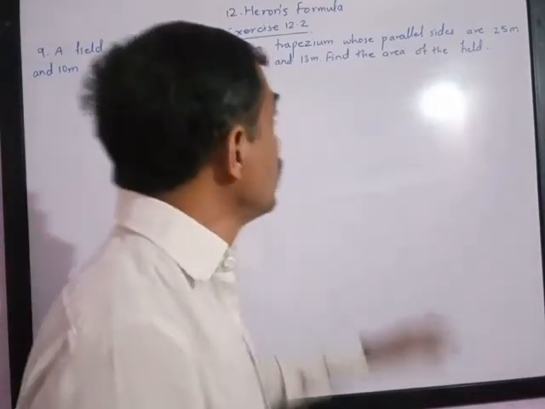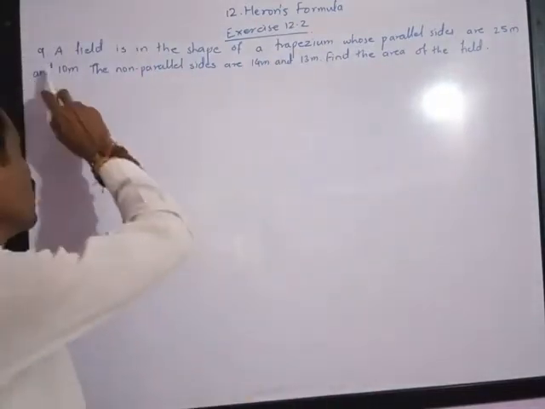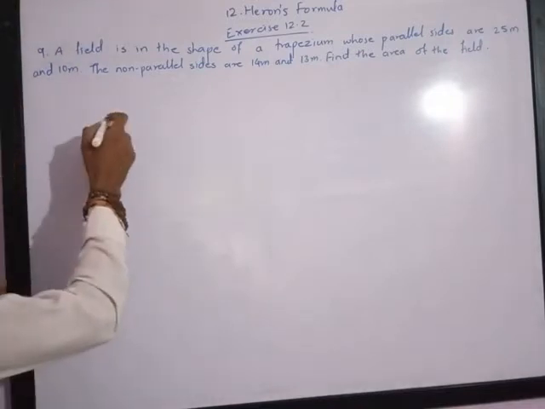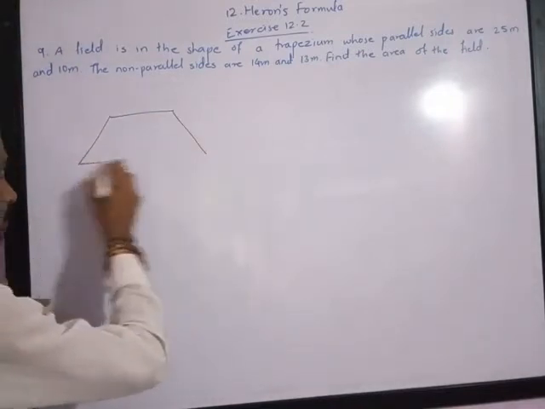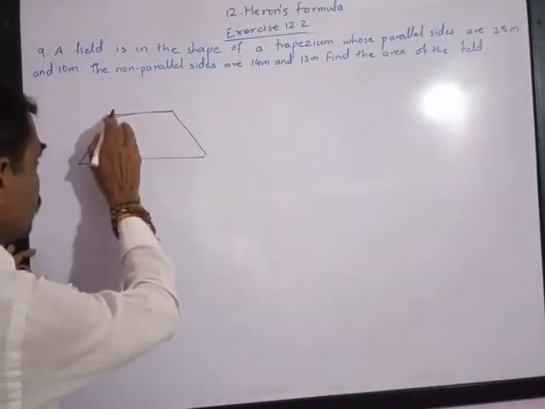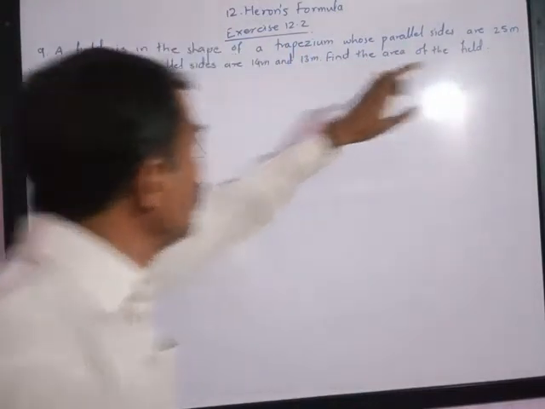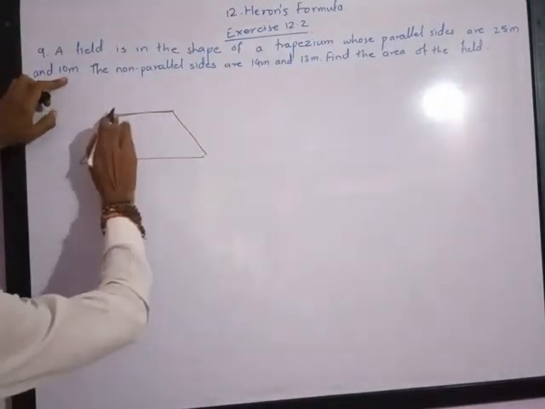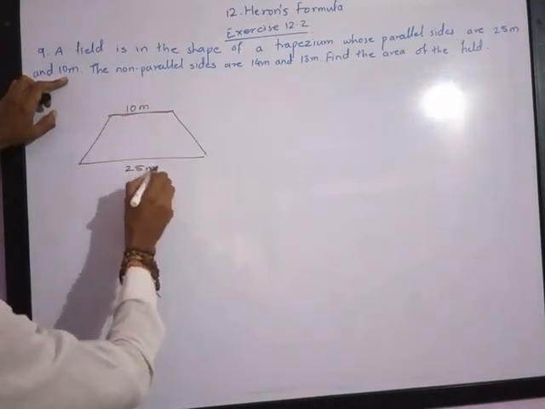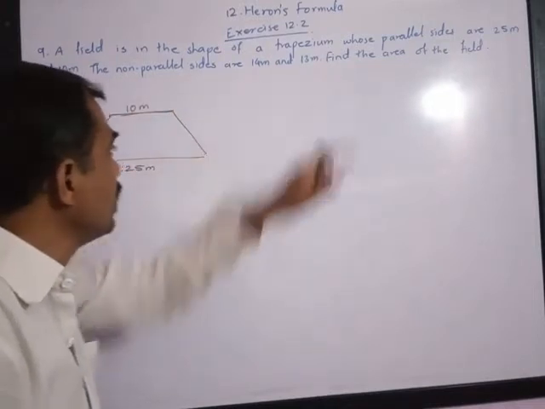Dear students, in 12th chapter Heron's formula, exercise 12.2, question 9 is: a field is in the shape of a trapezium. So there exists a field which is in the shape of a trapezium, that is, one pair of sides is parallel, whose parallel sides are 25 meters and 10 meters. Please understand this: the smaller side is 10 meters and the longer side is 25 meters. The non-parallel sides are 14 meters and 13 meters.